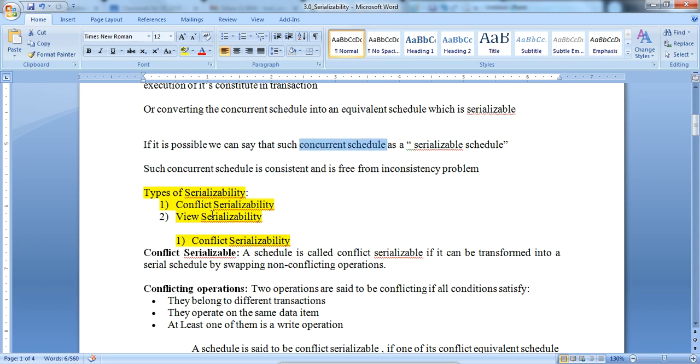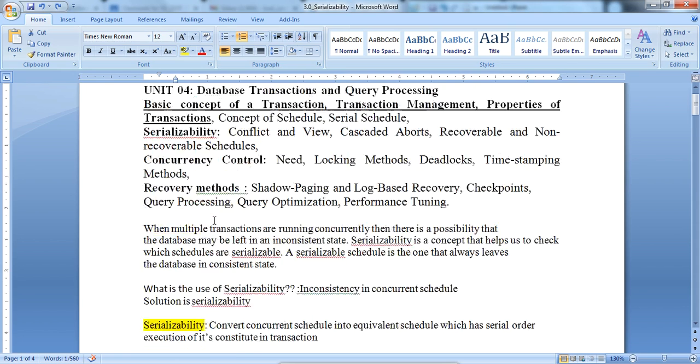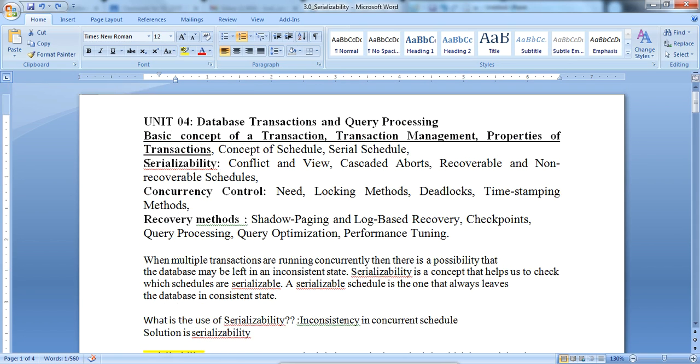The given concurrent schedule is serializable, but it comes in two types. We need to know about both types, and then we will differentiate these two types. This is simply the concept of serializability and conflict serializability. Thank you.